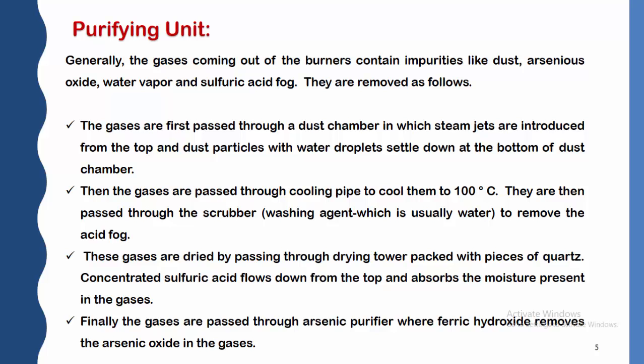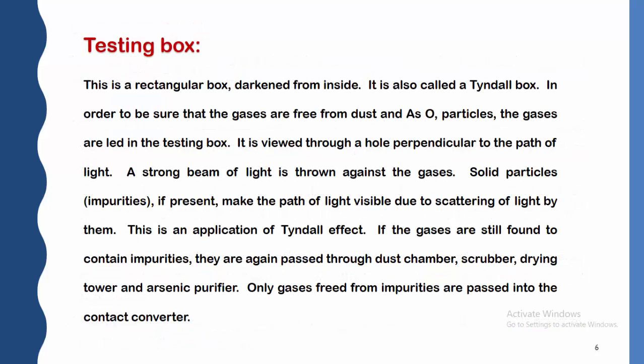And finally, they pass toward the testing box, which is a rectangular box, where the Tyndall effect is applied in order to show whether the gas is free from dust as well as arsenic oxide. Initially the sulfur raw materials as well as oxygen are taken, and sulfur dioxide is formed. Whether the formed sulfur dioxide as well as the pure air contains contamination, any dust particles or arsenic particles, can be checked by this testing box.